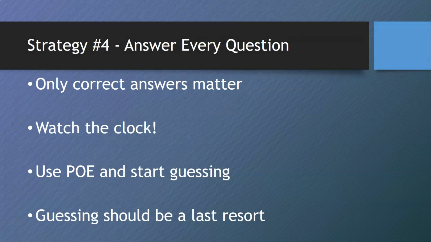Strategy number 4, answer every question. The Praxis only scores the number of correct answers. So if you're running out of time, it's time to start guessing. Guessing should happen after you have used the process of elimination, and guessing should be a last resort. But you should answer every question.